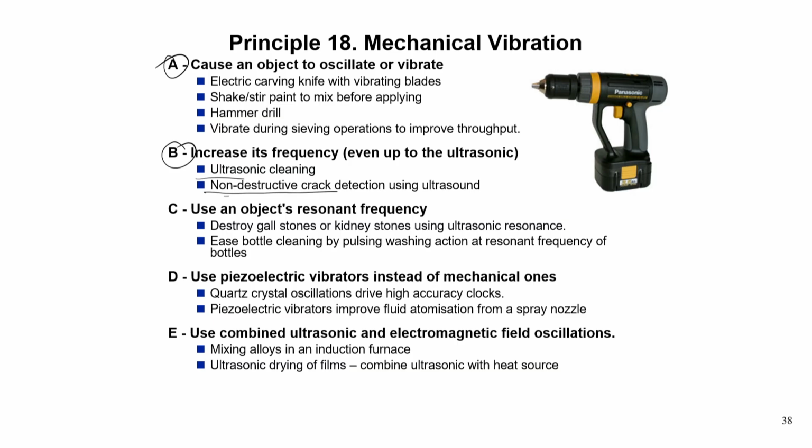So, increase the frequency. Use an object's resonant frequency in order to do some work, like destroying a gallstone or a kidney stone, or easing bottle cleaning by pulsing the washing action at resonant frequency. Then use piezoelectric vibrators instead of mechanical ones. That would become an electromechanical system, because we know that piezoelectric materials are like smart materials for which an electric field change can create a mechanical change, like a change of displacement or change of force.